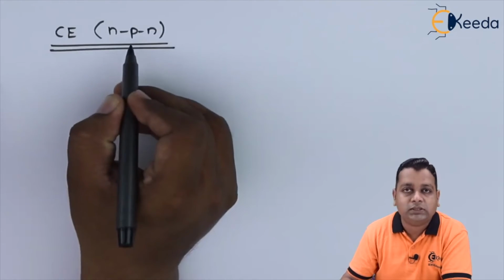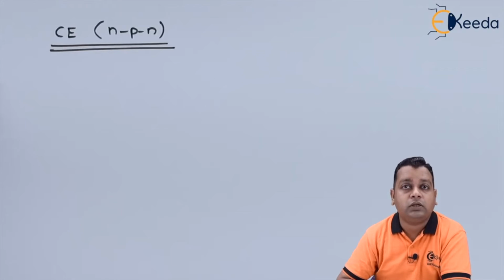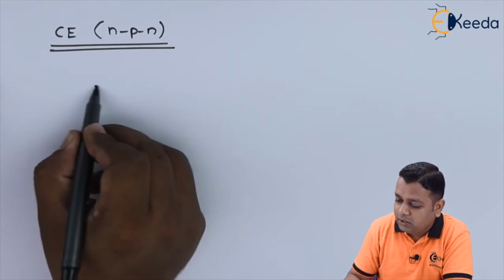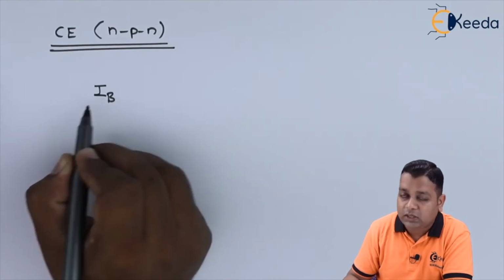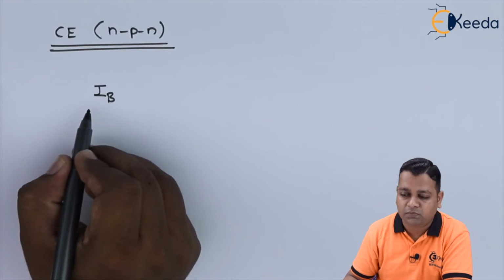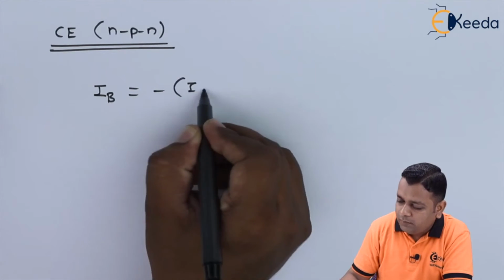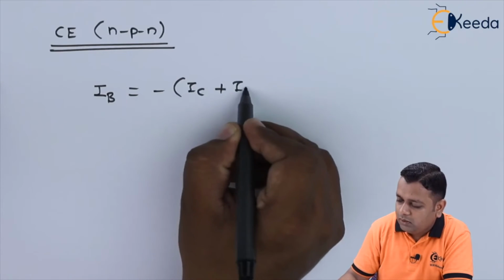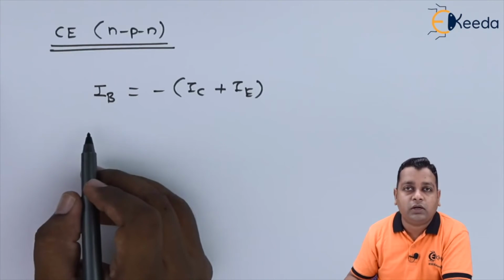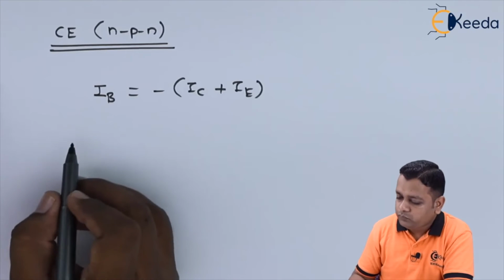For this case, we again consider the normal mode of operation where the emitter junction, the first junction, is forward biased and the collector junction is reverse biased. In that situation, the input current we shall be taking into consideration will be the base current, represented by capital IB. It is expressed in terms of minus of capital IC added with capital IE, corresponding to the collector and the emitter regions here.